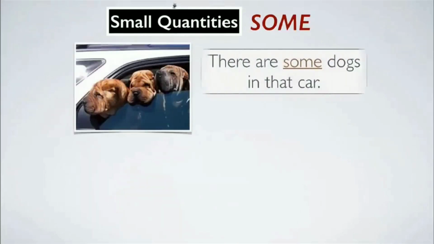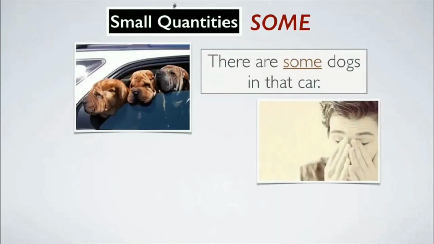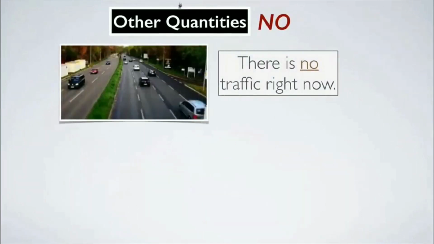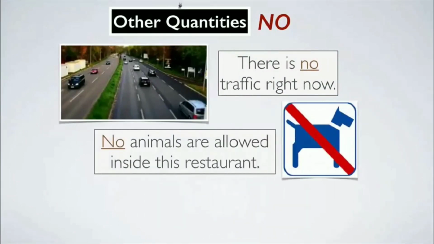Small quantities can be expressed using some. Take a look at this photo. I could say, wow, there are some dogs in that car. Or if I'm feeling like this, I might say, I could really use some coffee. Some is a very useful quantifier. Then there are other quantifiers, such as no. There is no traffic right now. Oh, look at that sign. No animals are allowed inside this restaurant.